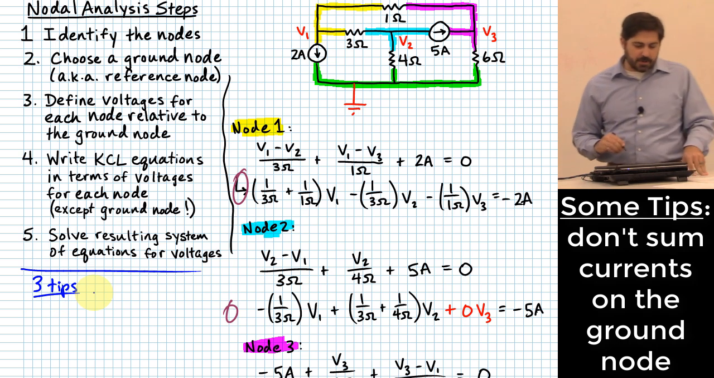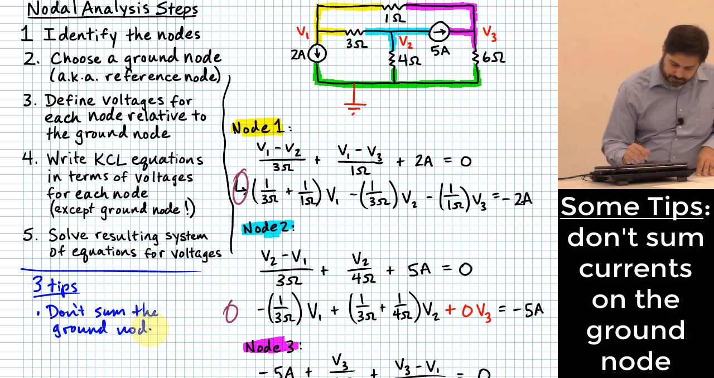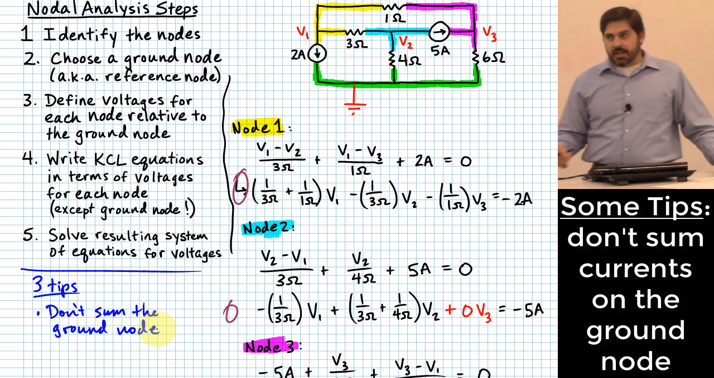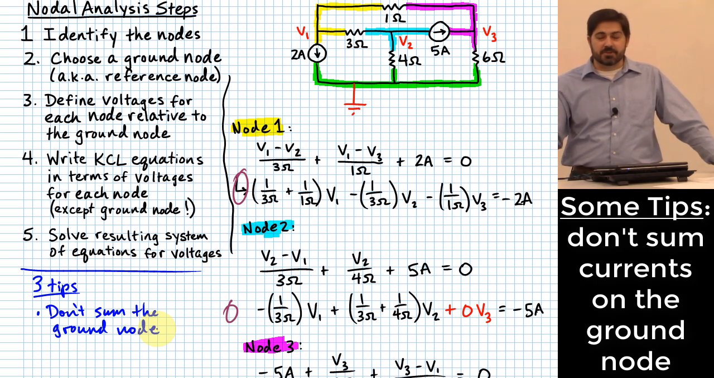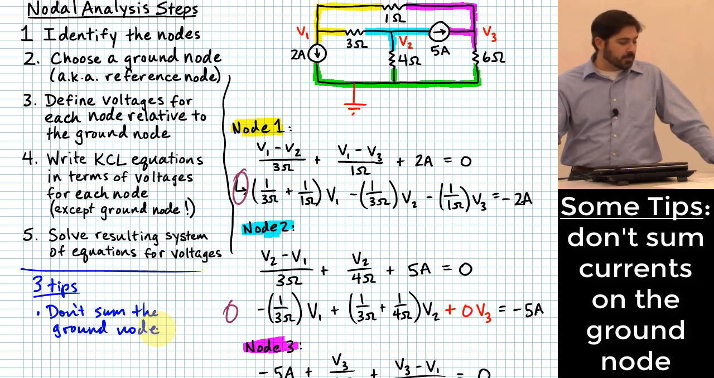One of them I already said, but I'm going to say it again. Don't sum the ground node. When you look at a circuit like this, it will always have one more node than you have independent voltages, or independent parameters to specify those. In other words, let me say it this way, which is a better way to say it.